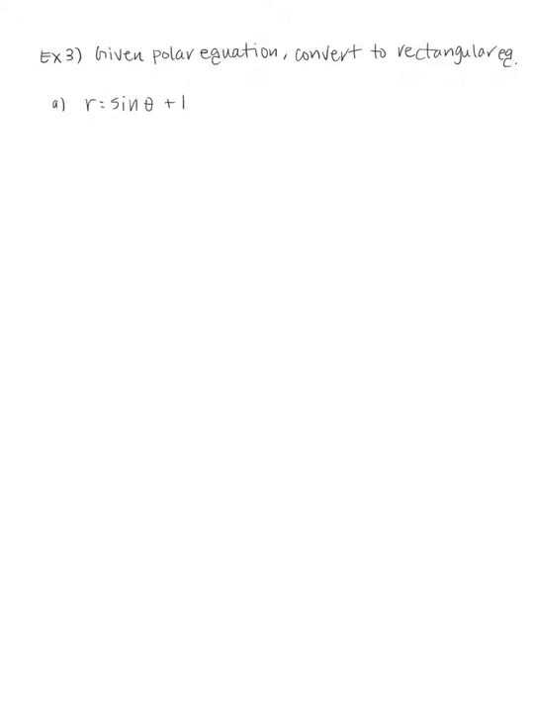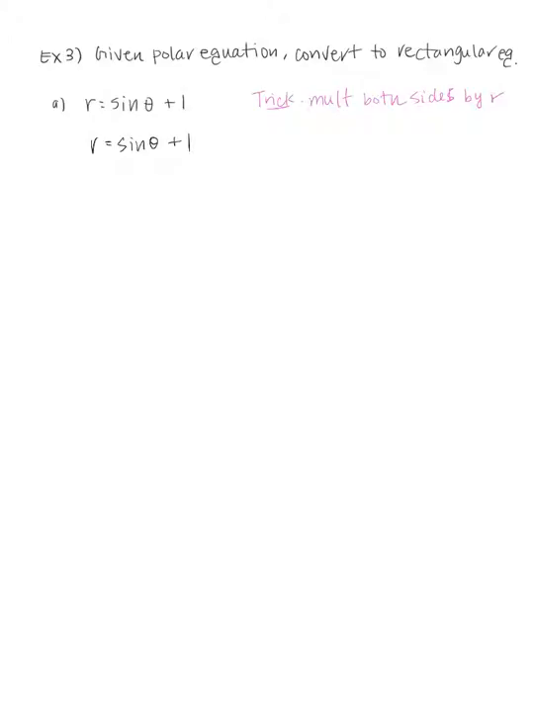So notice that if I had r squared, then I can replace that with x squared plus y squared. And furthermore, if I had r sine of theta, I could replace that with y. So with that said, here's your trick. If I multiply both sides by r, then on the left hand side I'm going to have r squared, and I have r sine of theta appearing. So let me just write it out. Trick: multiply both sides by r.